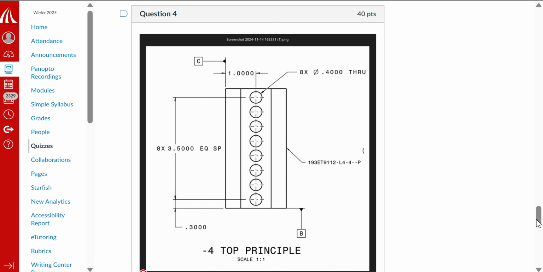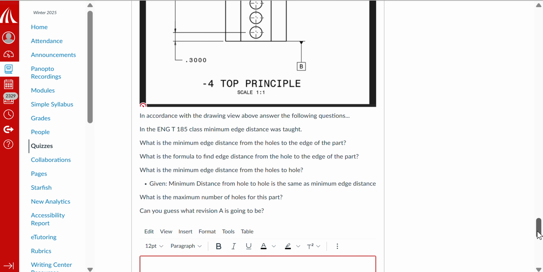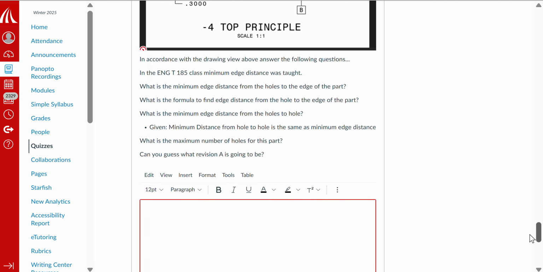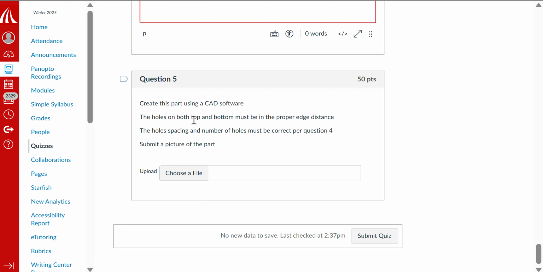Guess what you have to do now? You have to go create this part. So the next question is going to be for you to create the part. Use CAD. I don't care if you use AutoCAD, SolidWorks, CATIA, or 360 Fusion. Build the part. Build this plate. The hole spacing must be 0.65. You got to figure out how many holes you can actually have. It has to be 0.65 or greater.